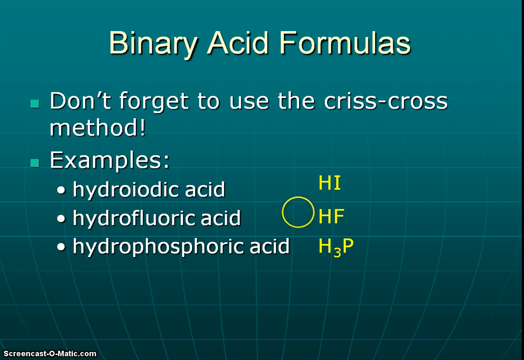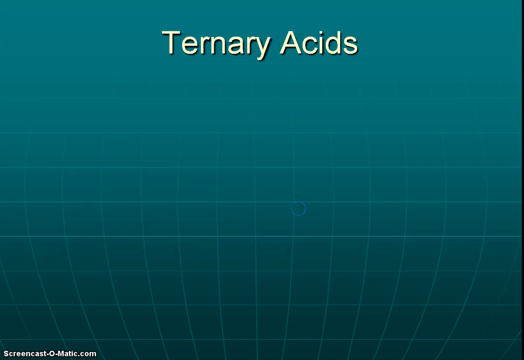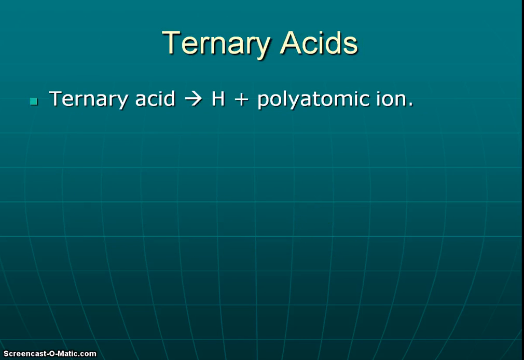If the acid is ternary, it's going to be a little bit different though. For a ternary acid, it's going to be hydrogen and then a polyatomic ion. One way you can tell that it's ternary is that it will end in oxygen. So it'll have hydrogen, some element, and then oxygen.